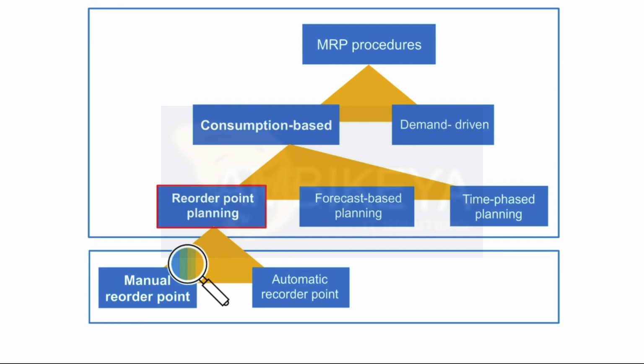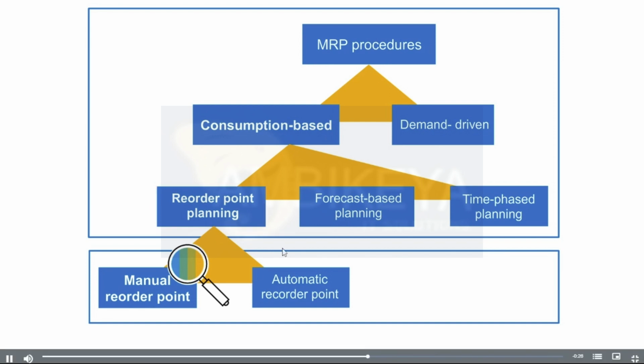In reorder point planning, a distinction is made between manual and automatic reorder point planning. In manual reorder point planning, the MRP controller defines the reorder point. In automatic reorder point planning, the system automatically calculates the reorder point on the basis of the forecast.